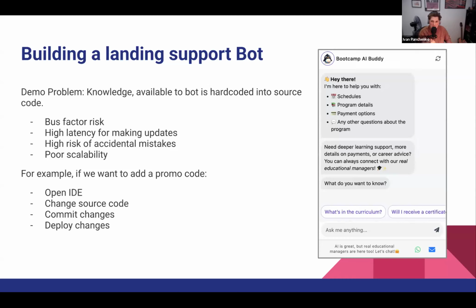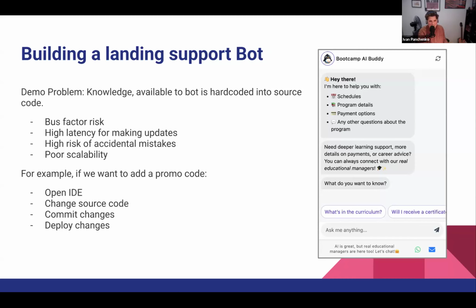On one of our products, on a landing page, we have an AI assistant bot that gives you simple answers to frequently asked questions that maybe you don't want to find on the landing page, or that are not even there. And the problem with this bot is when we built it first, it was an MVP, and knowledge that was available to this bot was hard-coded in the source code.